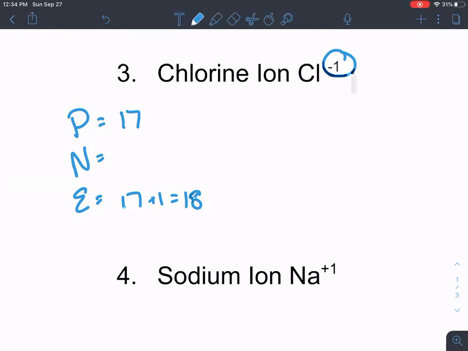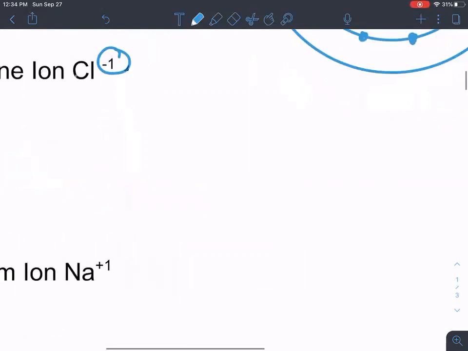My nucleus has, or my atomic mass is 35.45, which means that if I round that, it's 35 for my mass number. My mass number minus protons gives me neutrons, so 35 minus 17 is going to be 18 neutrons. So let's start with our nucleus again. So our nucleus here is 17 protons and 18 neutrons.